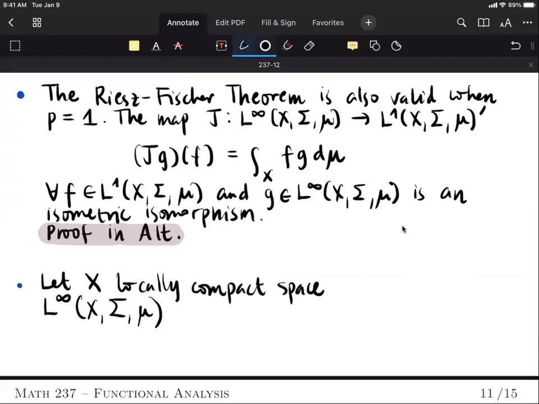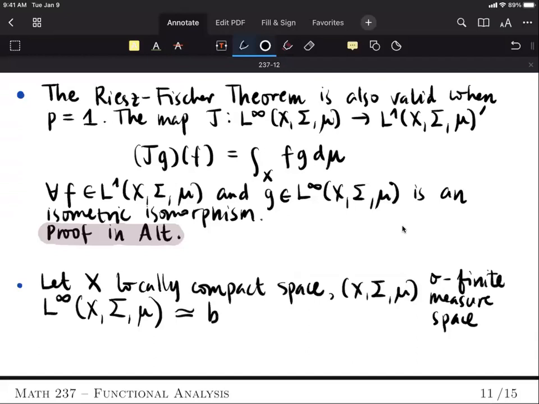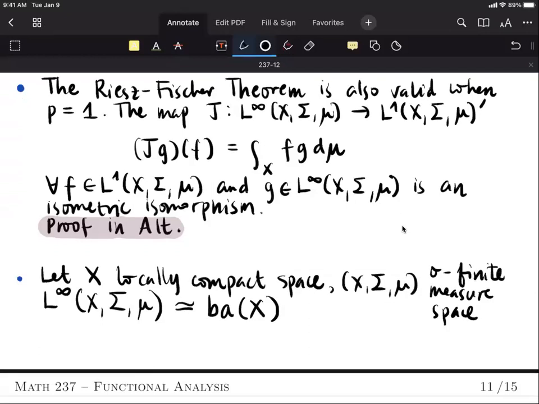And (X, sigma, mu) is also a sigma finite measure space. Then the dual of L infinity is isometrically isomorphic to BA of X. And what is this BA?